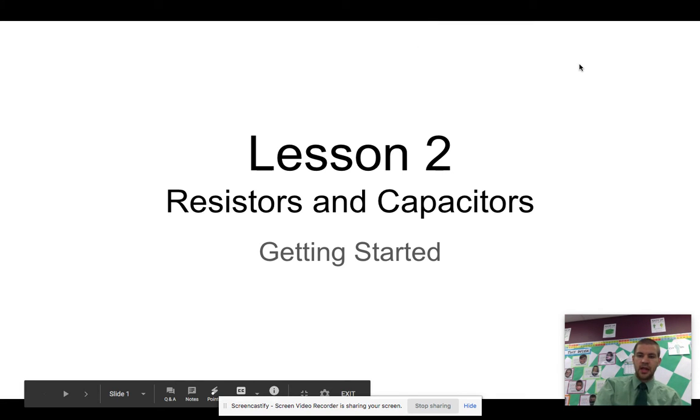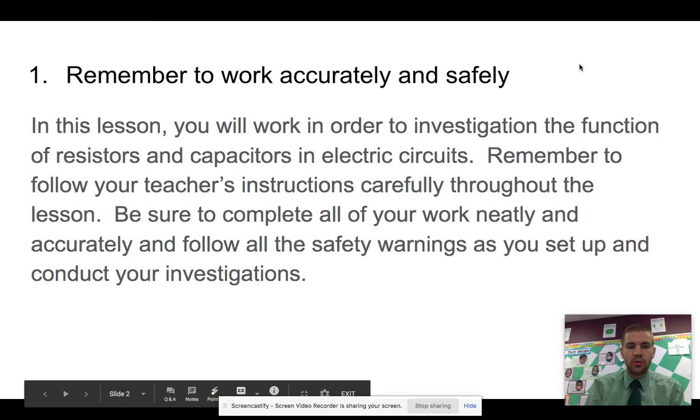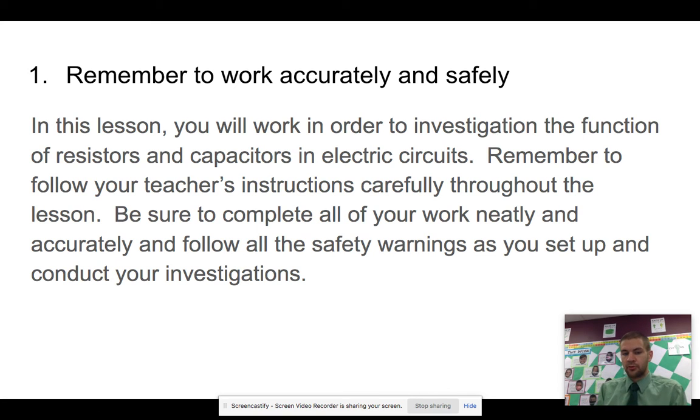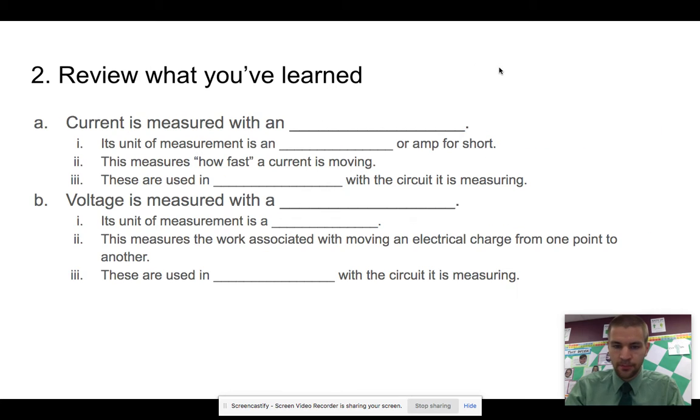Lesson 2, resistors and capacitors. So in this lesson, we're going to be working with resistors and capacitors. Make sure that you're following directions carefully. Hopefully, after spring break, we will be in person and you actually get to work with the electrical components. That is my hope and my goal, so that we don't have to just do this online. So because we're getting those actual materials out, you need to be careful whenever working with electricity.